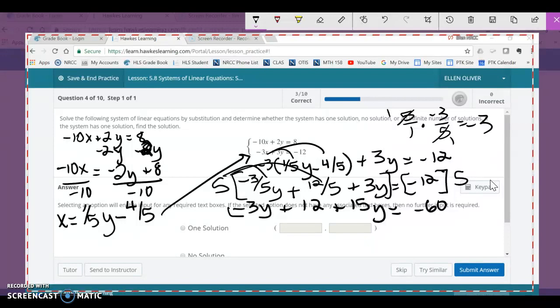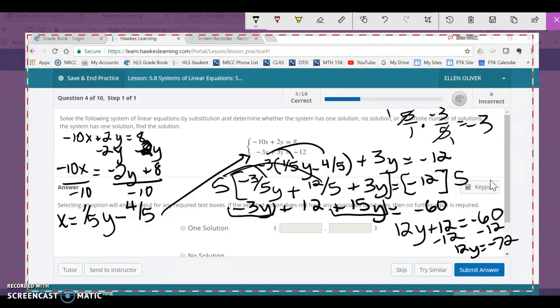All right, combine like terms. Negative 3y plus 15y. 15 minus 3 is 12, so 12y plus 12 is negative 60. Subtract 12 from both sides. 12y equals negative 72. Divide by 12, so y is negative 6. Is that right? 72. Yes. Okie dokie. So y is negative 6.